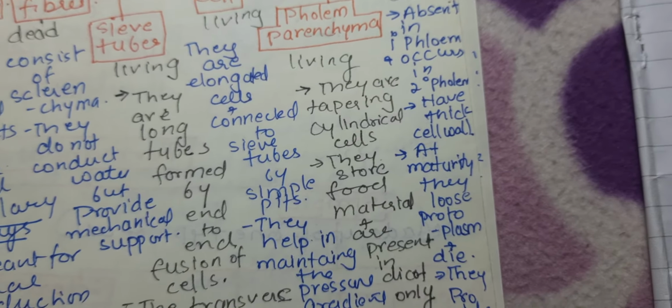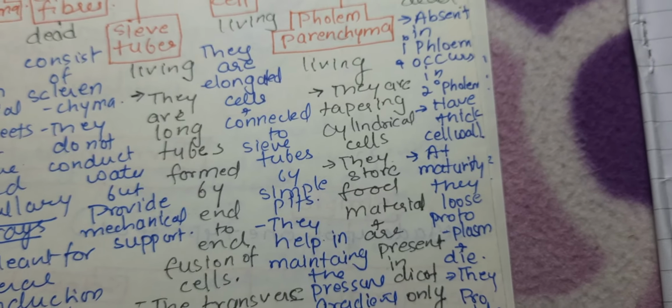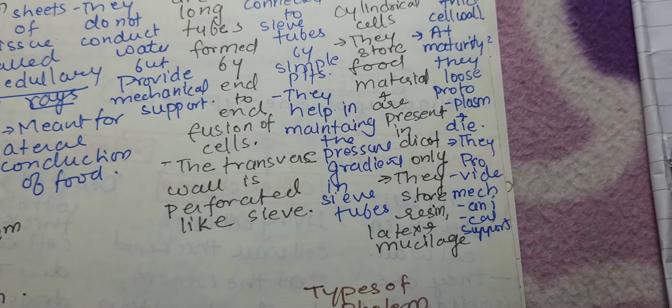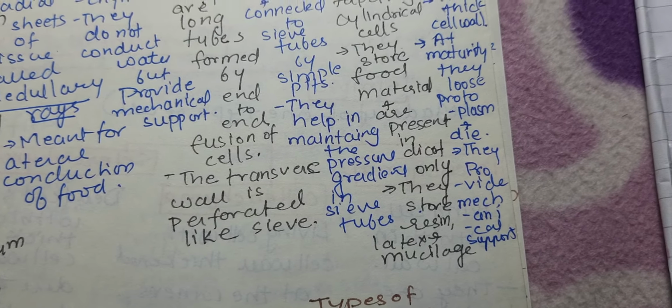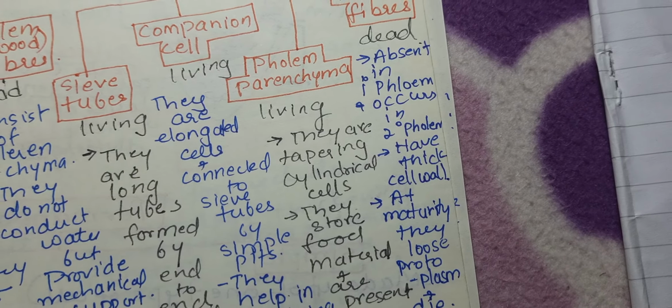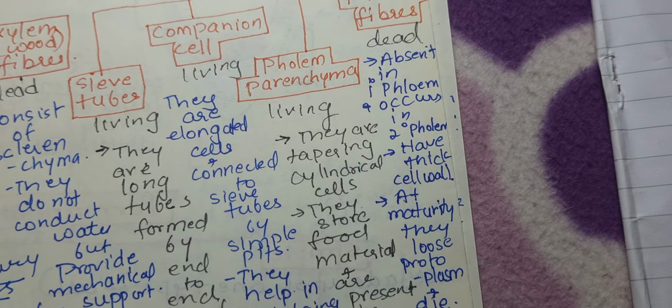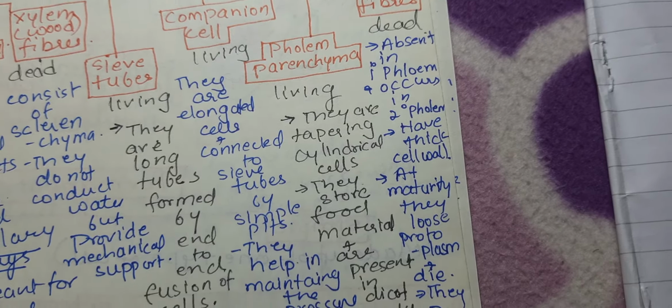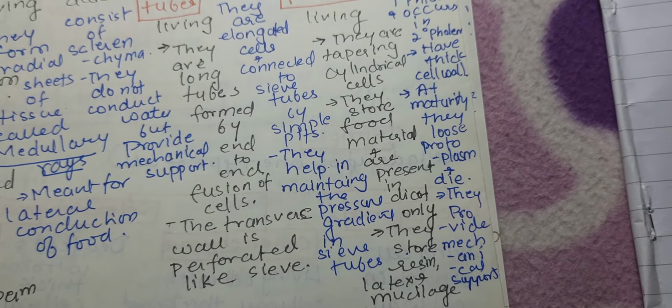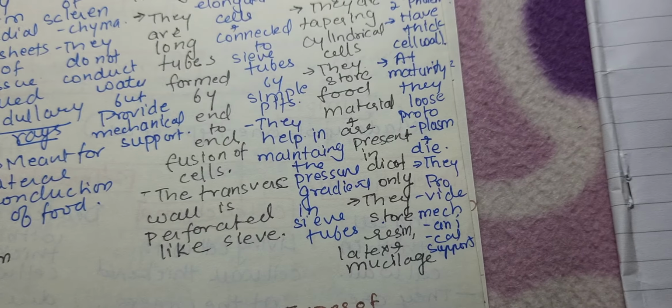Whereas phloem parenchyma are tapering cylindrical cells, and they store food material and are present in dicots only, and they store resin, latex, and mucilage. Phloem fibers are absent in primary phloem and occur in secondary phloem, and they have a thick cell wall at maturity, lose the protoplasm and die, as they provide mechanical support.